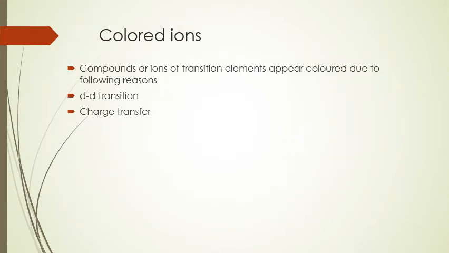Now we talk about another property of the transition elements, that is colored ions. The compounds or the ions of the transition elements appear colored. Why? It is due to two important reasons: the d-d transition and the charge transfer. That is the important property of why the compounds of the transition elements, even the ions, appear colored.